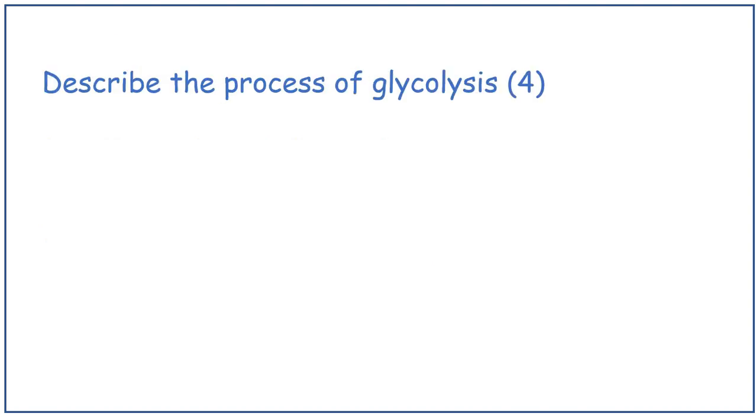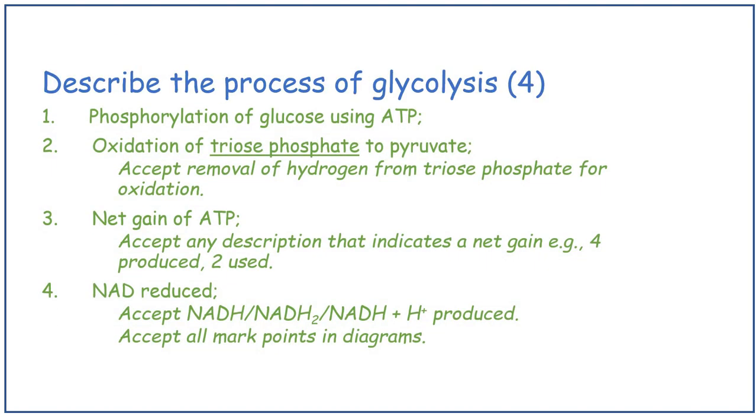Describe the process of glycolysis. Phosphorylation of glucose using ATP. There's then oxidation of triose phosphate into pyruvate. A net gain of ATP. So it would be a net gain of 2 because 4 are produced but 2 are used. And NAD is reduced, or you form NADH.